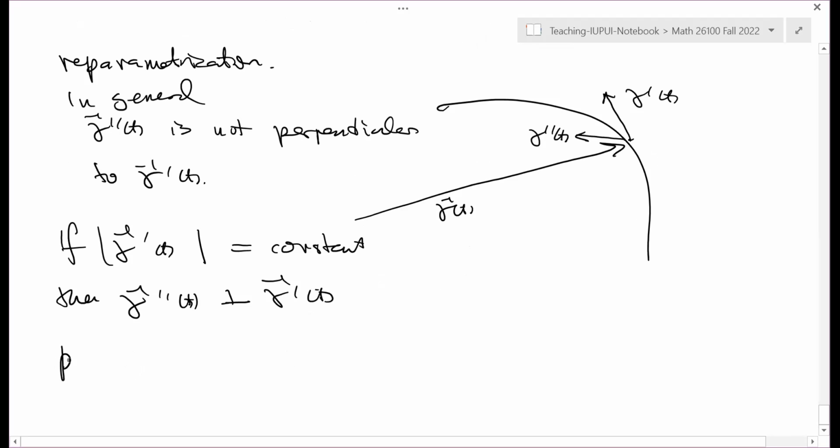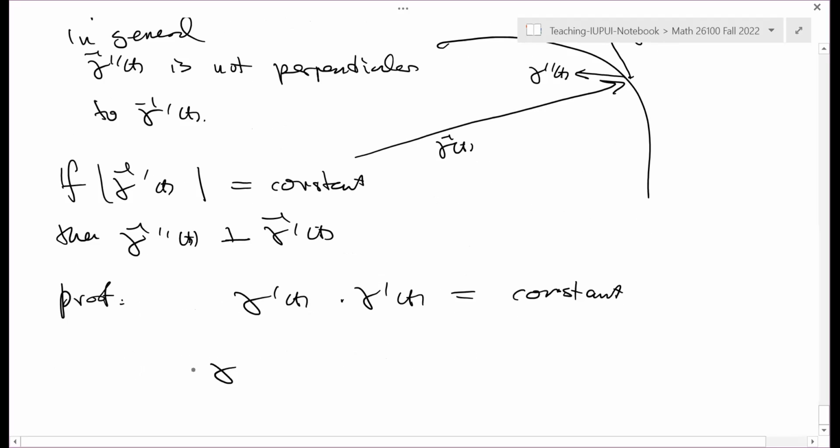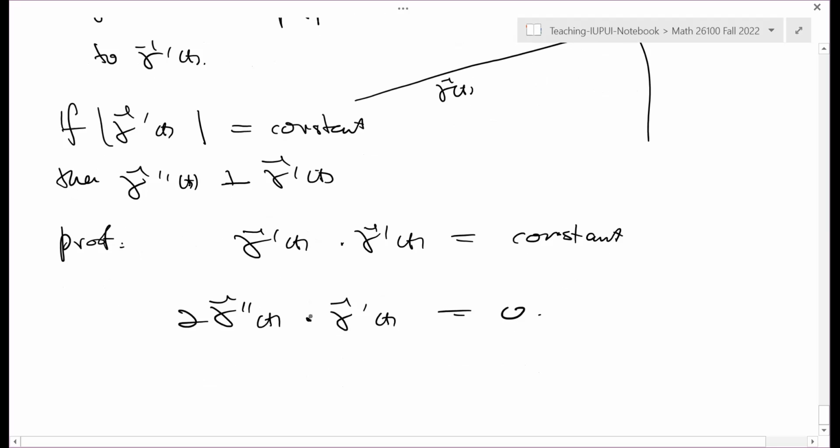Right. It's the same idea. Proof is constant length. So this will be constant, right? So you differentiate both sides. The left-hand side, apply the product rule. Differentiate both sides. The right-hand side is 0. The derivative of a constant is 0, so that implies the two vectors are perpendicular.